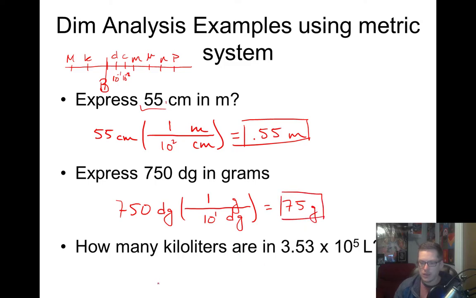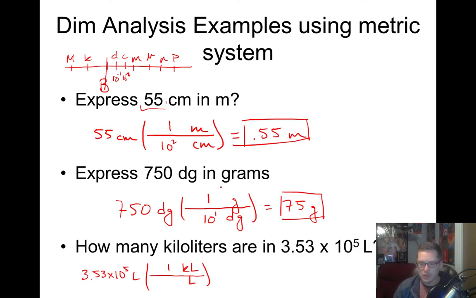Now the last one says, how many kiloliters are there in 3.53 times 10 to the 5th liters? We start with what we know, 3.53 times 10 to the 5th liters, and we're going to kiloliters. So liters go on the bottom, and kiloliters go on the top because that's what we want to go to. Which one's bigger? Liters is our base, right here, and kilo is right here, so we put 1 here.